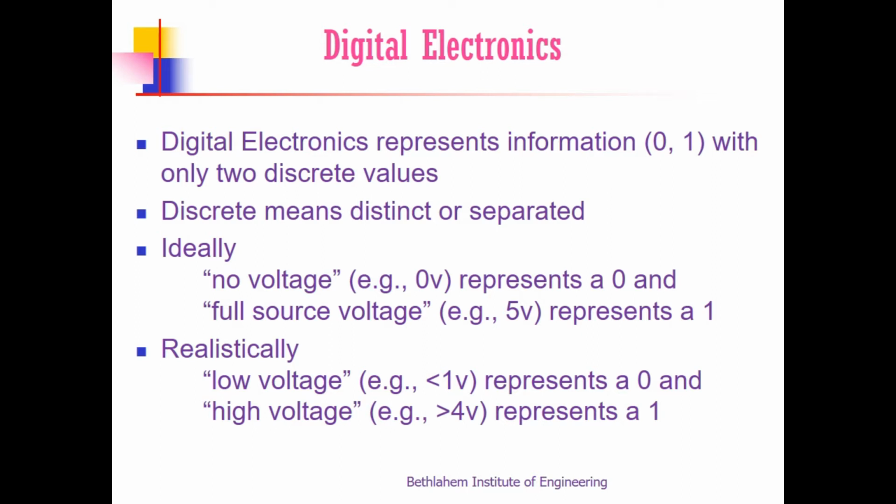So simply, no voltage or low voltage is represented as 0. Then full source voltage or high voltage means 1. Digital electronics consists of only two discrete values, 0 and 1. Discrete means distinct or separated, and no voltage represents a 0, and full voltage or high voltage represents 1.